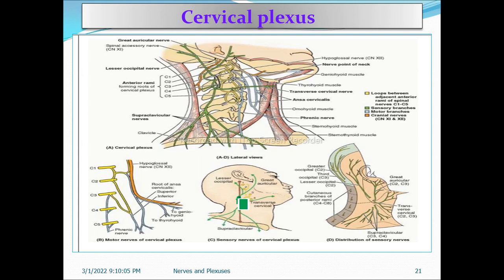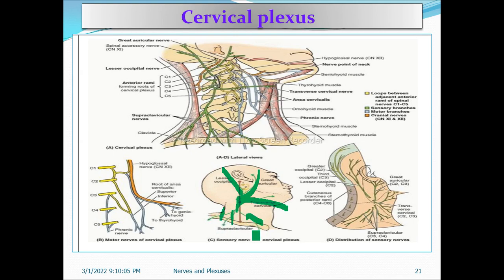So this is the cervical plexus. This one is the greater auricular, which is above the ear, in front of the ear. This is the lesser occipital, behind the ear, which supplies the skin behind the ear, whereas this is the transverse cervical, which comes horizontally or transversely into the neck and supplies the skin, whereas this is the supraclavicular nerve, which divides into three branches: posterior, middle, and anterior.